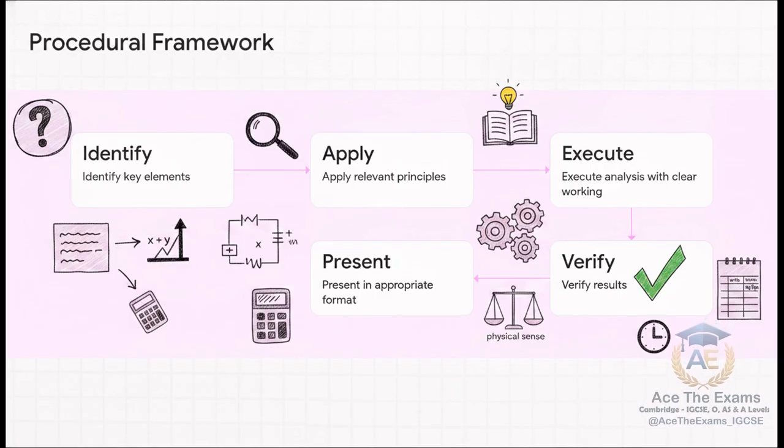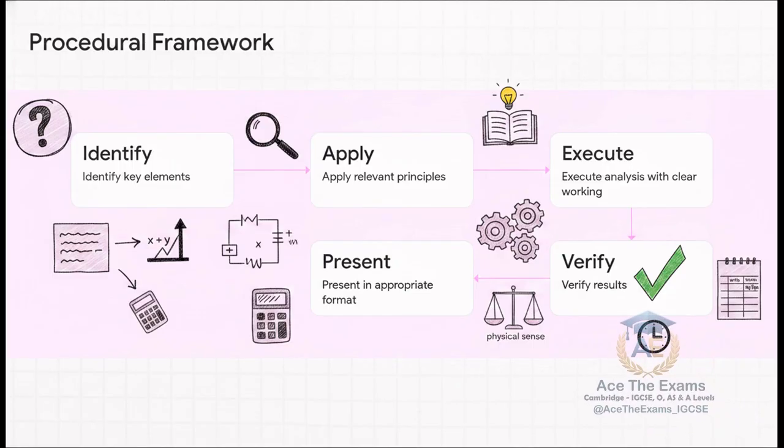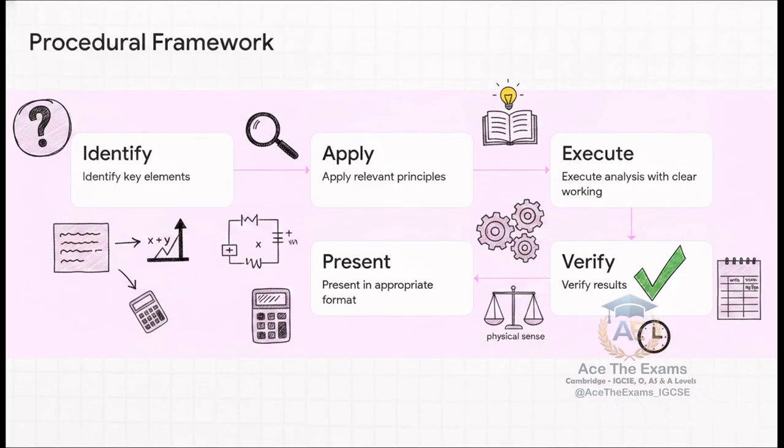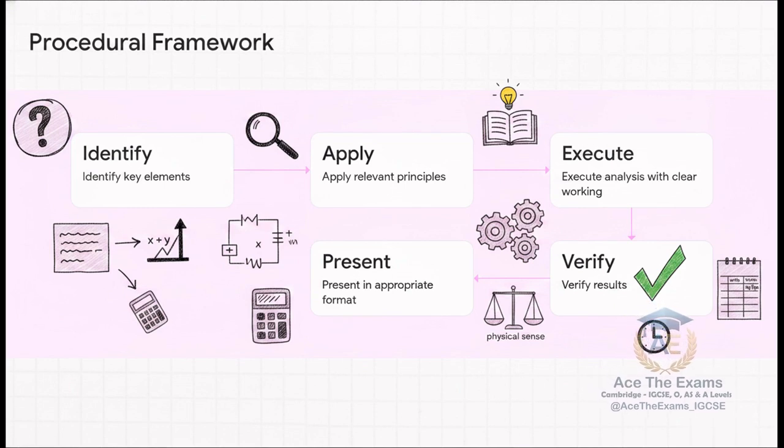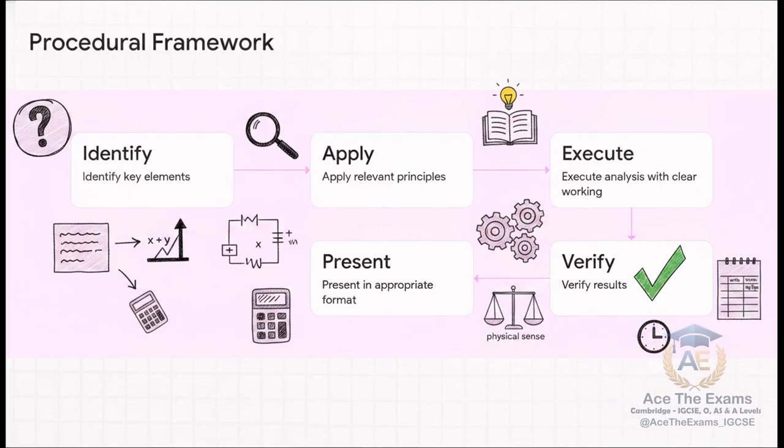Step 1, identify key elements. Sam needs to slow down, grab a pen, and physically circle the command word. Is the question asking you to describe, explain, or calculate? Those mean very different things. Step 2, apply relevant principles. Mentally pull the correct formula or safety rule from your mental toolkit. Step 3, execute the analysis with clear step-by-step working. Step 4, verify your results. Take a breath and ask yourself, does this answer actually make physical sense in the real world?